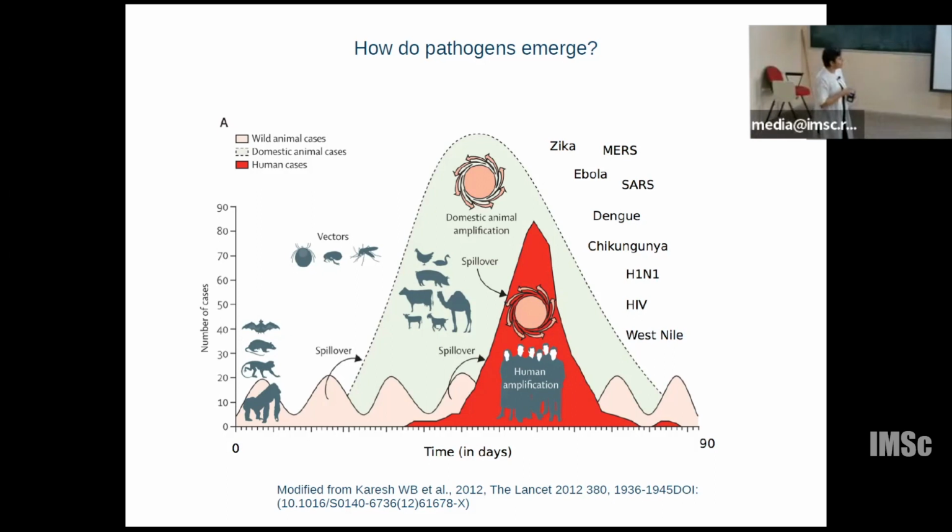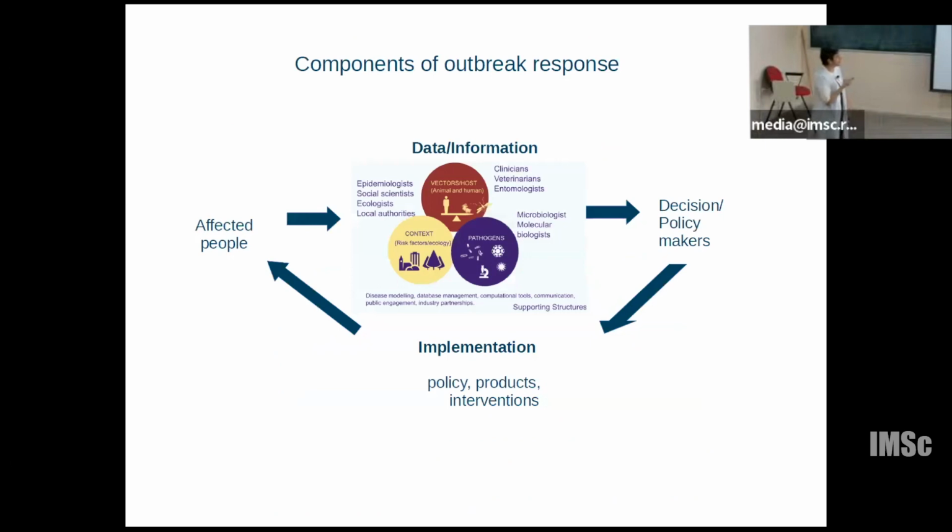And there are multiple such viruses that have emerged in the recent, I think, 60, 70 years. I haven't put SARS-CoV-2 here, but SARS-1, Zika, MERS, Ebola, dengue, chikungunya, H1N1, HIV, West Nile. We can talk about all of those, but they are all examples of this kind.